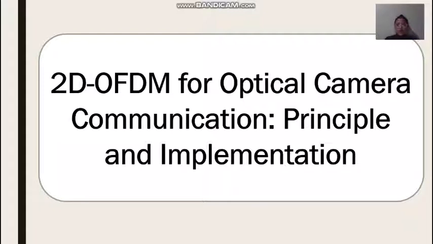Hello, our project for the second bimester. Topic 2D: OFDM for optical camera communication principles and implementation.